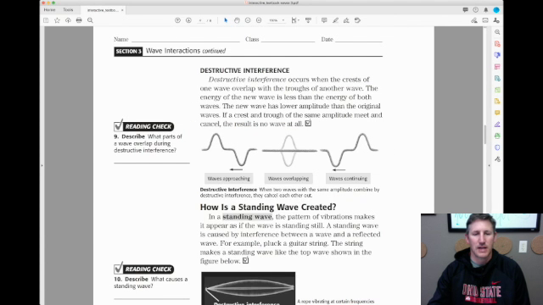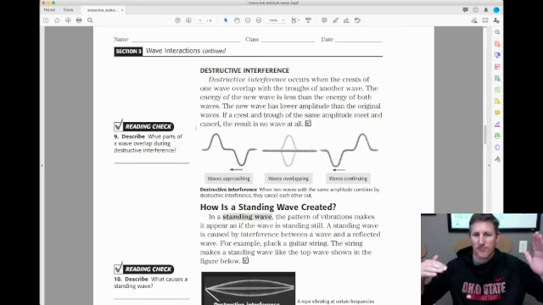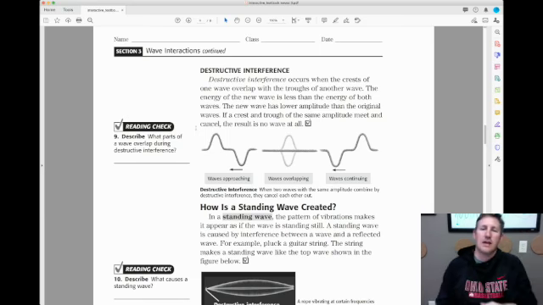Let's take a look at the next one, destructive interference. Destructive interference occurs when the crests of one wave overlap with the troughs of another wave. The energy of the new wave is less than the energy of both waves. The new wave has a lower amplitude than the original wave. If the crest and the trough have the same amplitude and meet and cancel, there is no wave at all. So if the crest and the trough meet, a high point and a low point, it just cancels it. It doesn't even look like there's a wave there. Energy is still being passed through, but there is no wave.